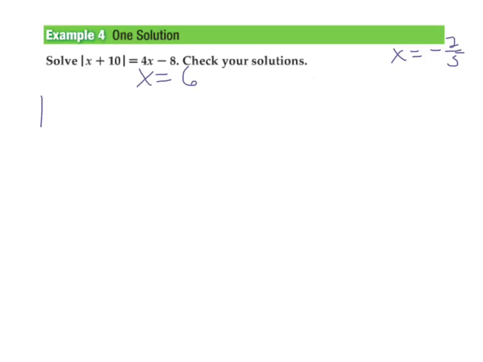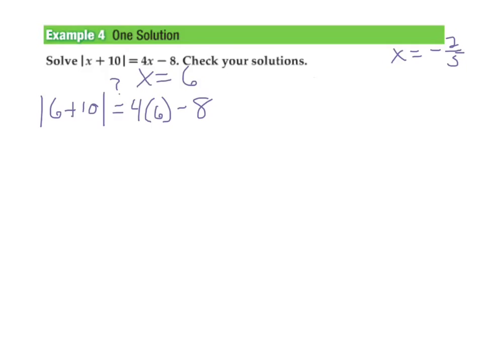So we get the absolute value of 6 plus 10, close my absolute values, equals 4 times 6 minus 8. And the question is, are these two sides equal to each other? I like to put the little question mark there above the equal sign so we remember what we're doing because it's all numbers. So we're going to evaluate the left side and use our absolute value bars, and we're going to evaluate the right side, and we're going to see if they turn out to be equal.